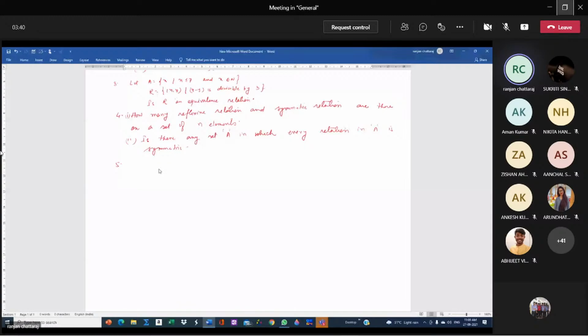Taking this one. Okay, so the question is: determine, one, M_R, that means the matrix. And second is the relation R. The set is already defined; the set consists of 1, 2, 3. Start with this, and I'm giving one more question from the closure also.